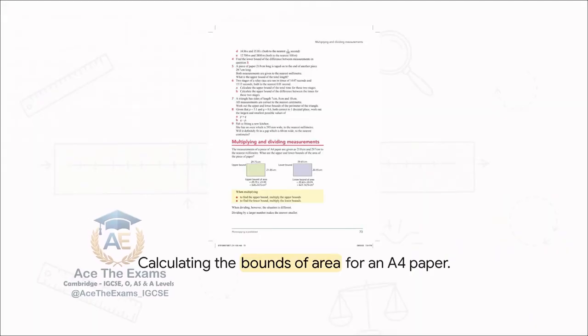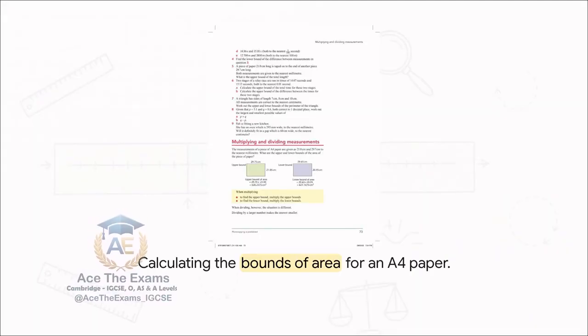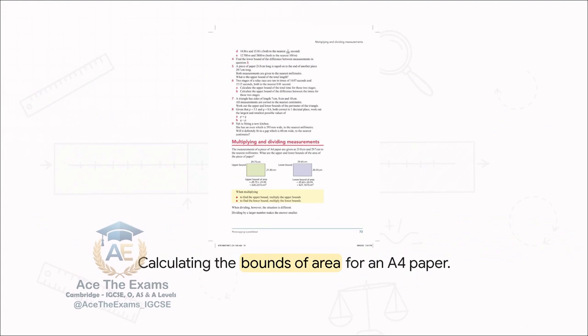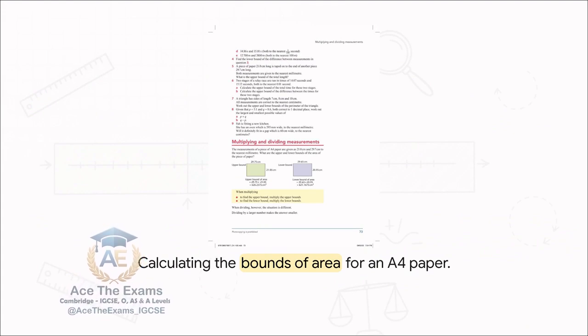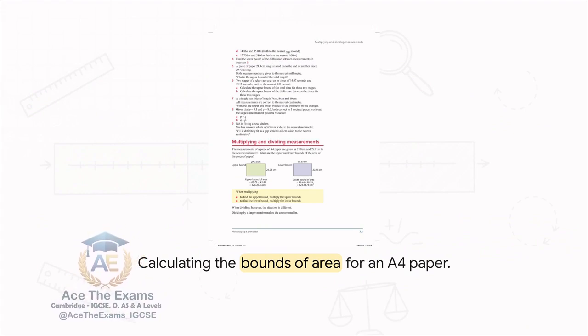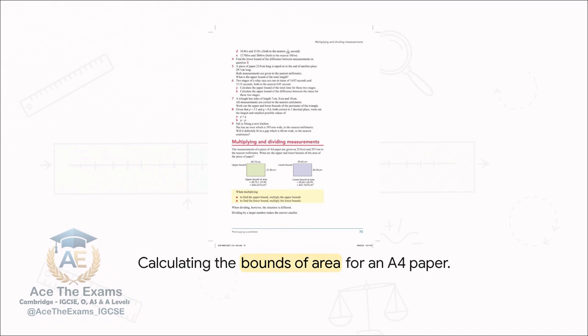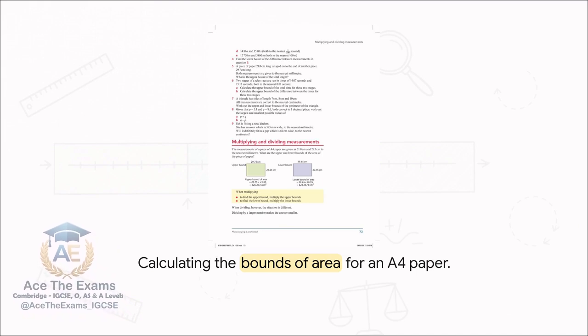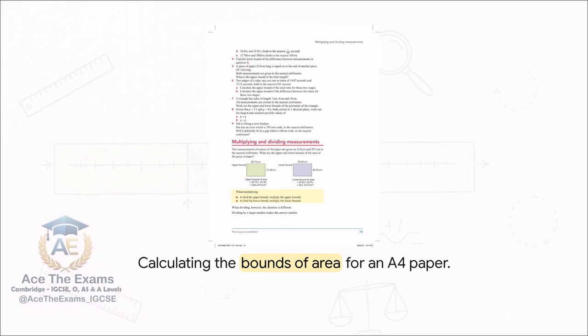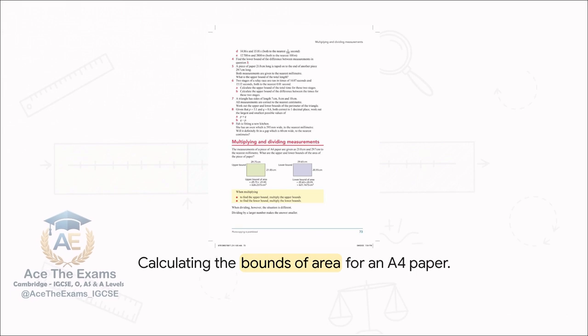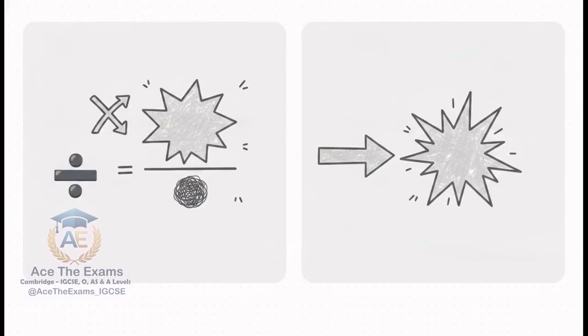Now, much like addition, multiplication is incredibly straightforward. Let's look at an A4 piece of paper. If you want the absolute maximum possible area, the upper bound, you just multiply the maximum possible width by the maximum possible length. Upper bound times upper bound. As you can see on the slide, 29.75 times 21.05 gives us a maximum area of just over 626 square centimeters. But look at division compared to that.